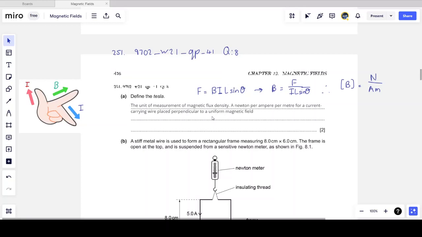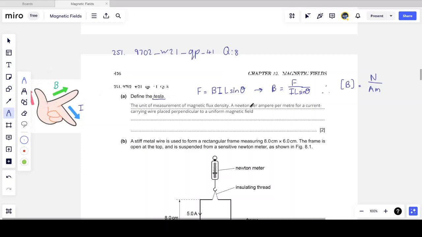Now, be careful of saying things like a force per ampere per meter or a Newton per ampere per length. Don't mix up quantities and units in your definition. Since we're defining a unit of measurement, define it in terms of other units of measurement.